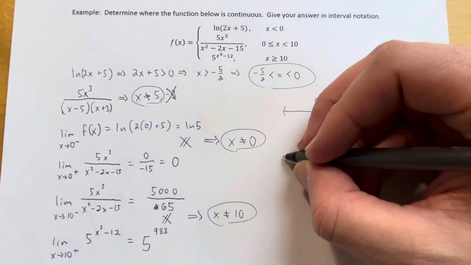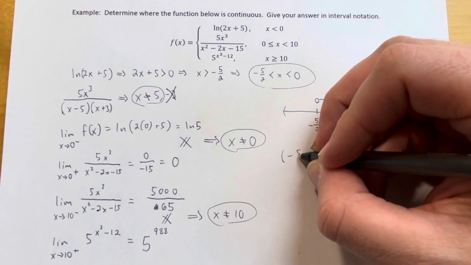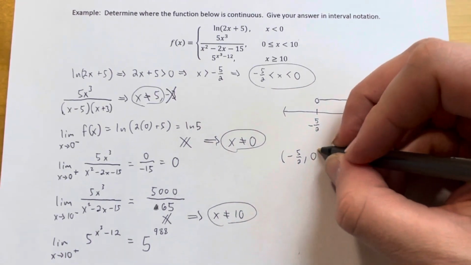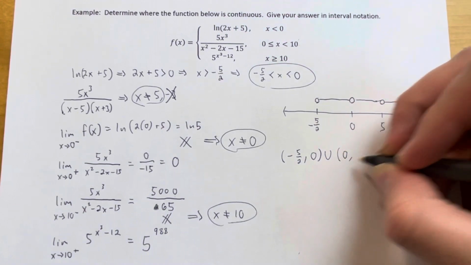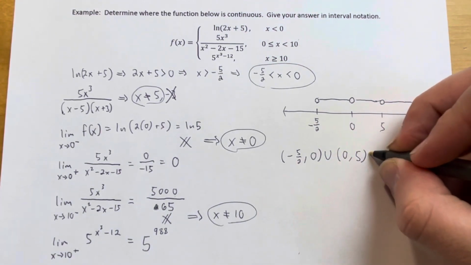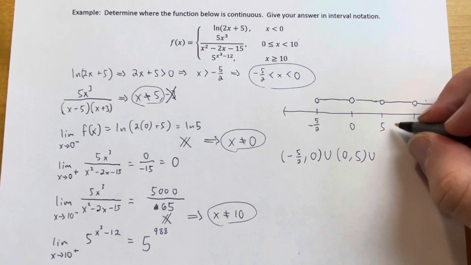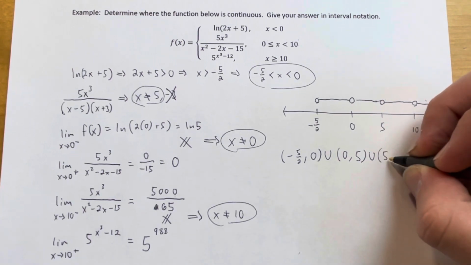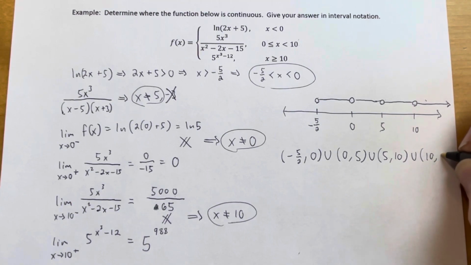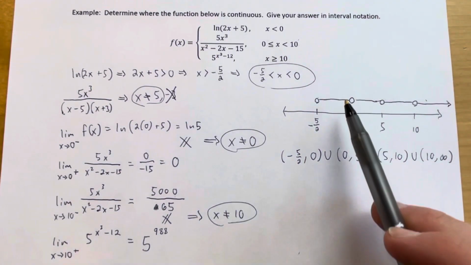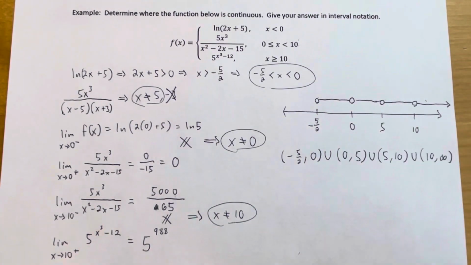How do we write that as an interval, or in interval notation? Well, it's (-5/2, 0) union (0, 5) union (5, 10) union (10, infinity). That accounts for 1, 2, 3, 4, all 4 different pieces.